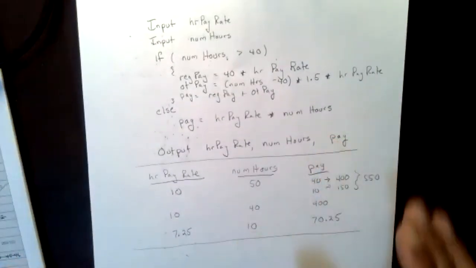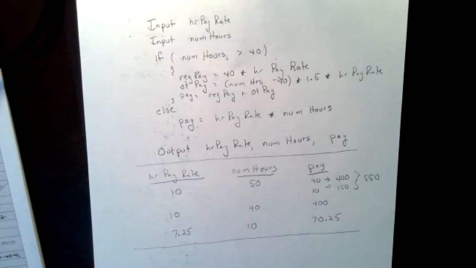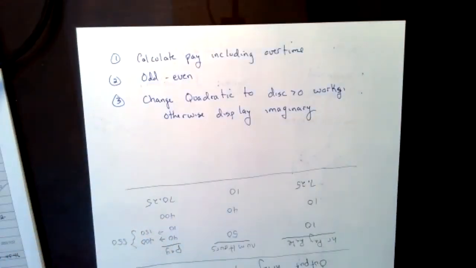Now, does anybody need this algorithm and test data we wrote? If you do, take your phone and take a picture of the screen real quick, or do a print screen so that you have it. Because now that we see what we have, it should be a piece of cake. All right, and then the 3 programs: go and get that overtime pay, go and get odd and even, and then go and modify your quadratic program.